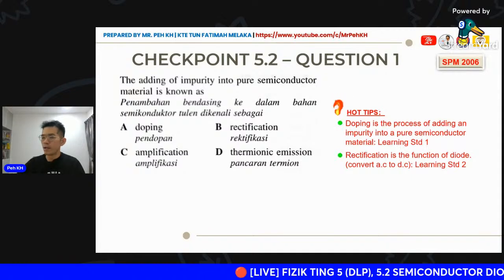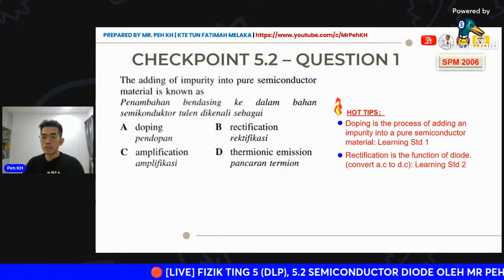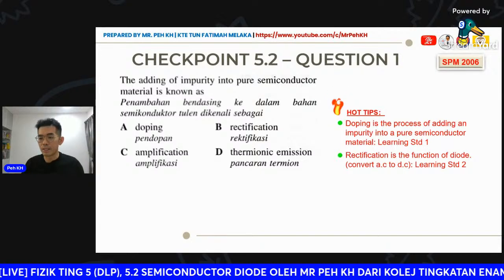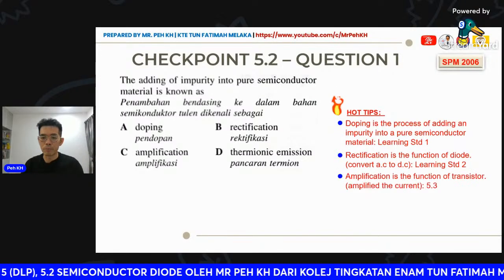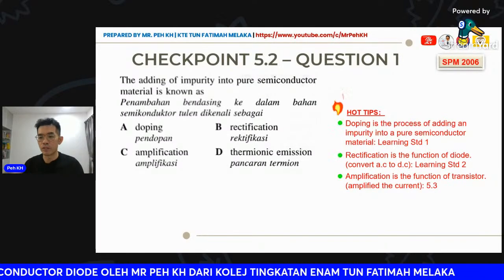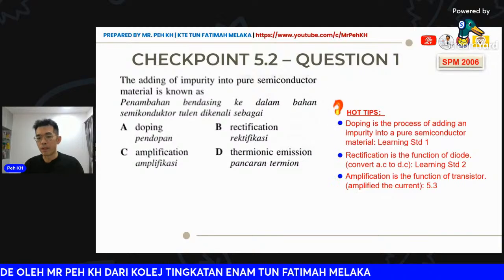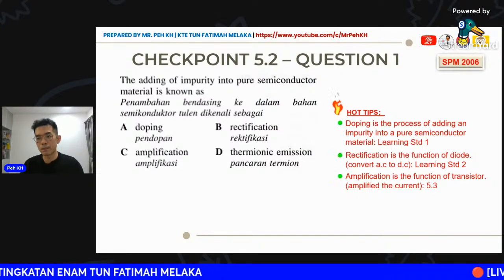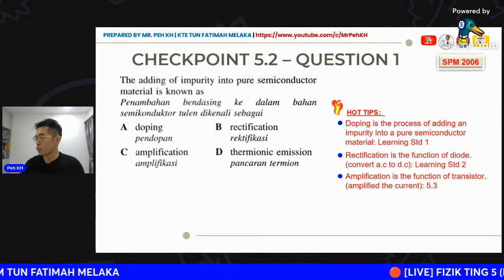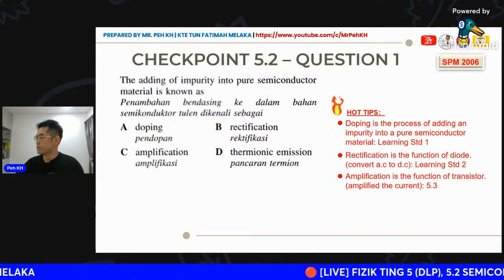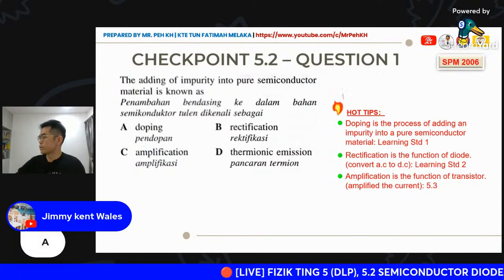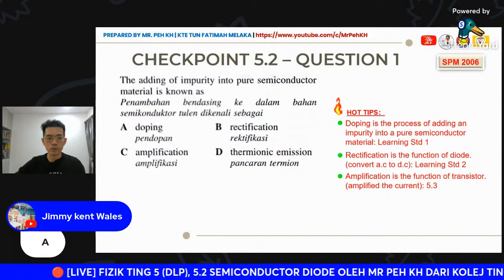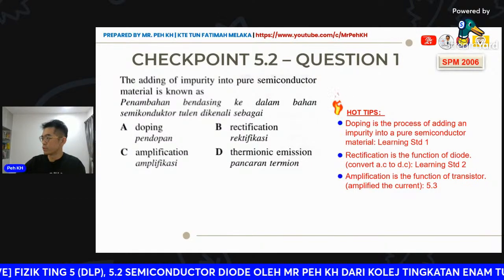Okay, so here the rectification definition will be introduced later on at learning standard 2. And then amplification is a function of the transistor, where the current will be amplified. And this term will be covered in this chapter, but at subtopic 5.3. Okay, so very good. The answer from Jimmy is doping. Good. This is the answer for this question.